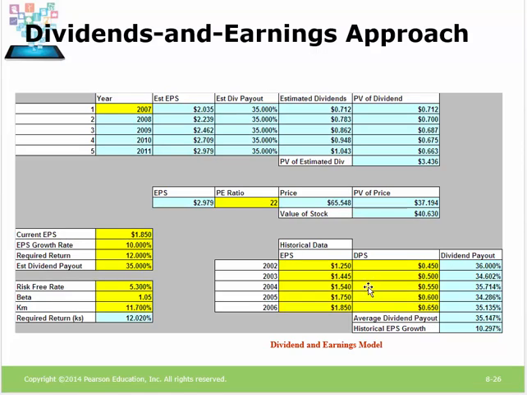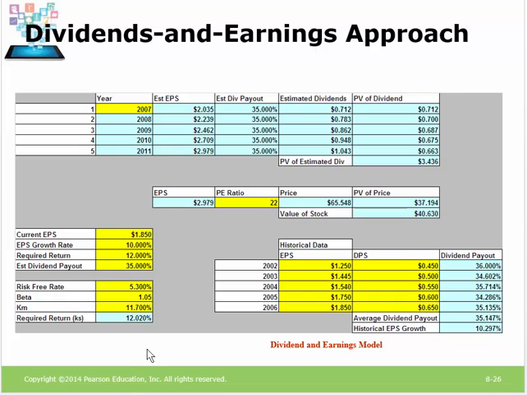Since I know dividends and earnings per share, I can calculate the average dividend payout. Here's the payout per year. You average it out. On average, this company pays 35% out in dividends. Their historical earnings per share growth rate was about 10.97%. So that information gives me some information essentially about the earnings and how dividends are paid within this company.